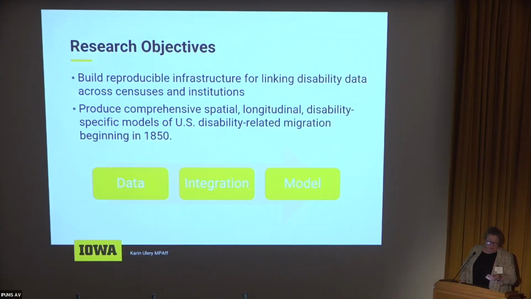The motivation is straightforward. Disability and migration are deeply intertwined, yet historically understudied. We need infrastructure that allows us to link disability and data across censuses, connect individuals to institutions, model spatial determinants of movement, and ultimately understand how disability shaped life trajectories. This project helps to build that foundation for this work.